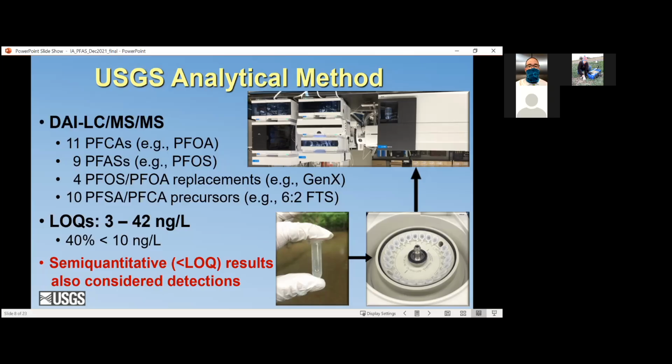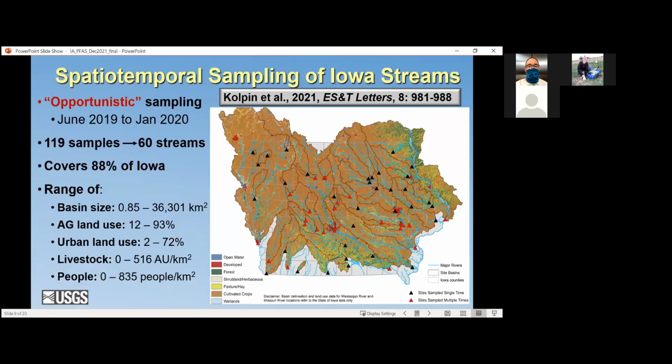But the one thing about PFAS, because it is everywhere, is that it's in the equipment we use, and in a lot of the equipment the laboratory uses. It's also very easy to contaminate these samples. So it requires a lot of field QA/QC, particularly field blanks, to make sure that there's no field contamination or contamination of the sample after the collection. Okay, so once we had the method, now we're off and running to do a spatiotemporal sampling of Iowa streams.